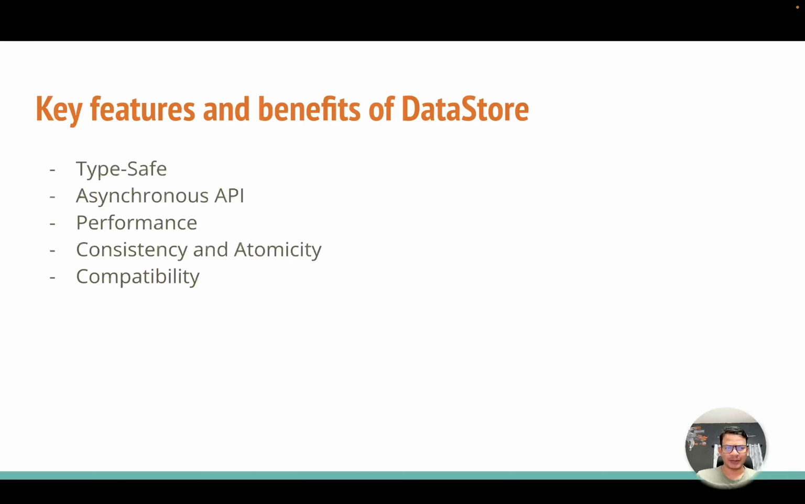The third one is very important and essential, that is performance. DataStore is designed to be efficient and offers better performance than shared preferences, especially when you are handling large amounts of data or very complex structures. The fourth one is consistency and atomicity. DataStore ensures write operations are consistent and atomic. It prevents data corruption and loss. That's a very important feature of DataStore, and you can use it on Android API 5.0 and higher.